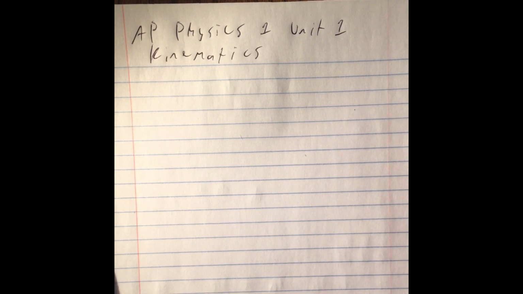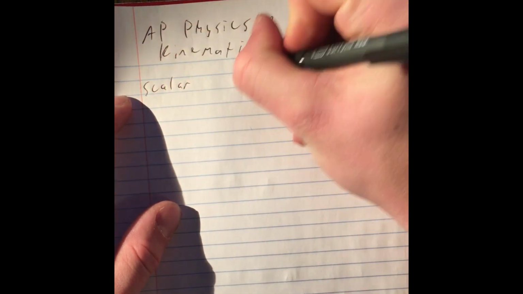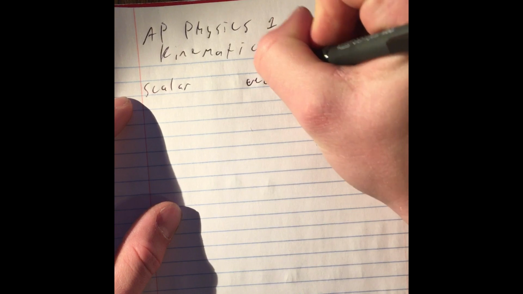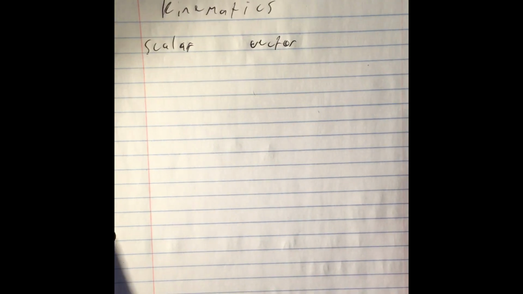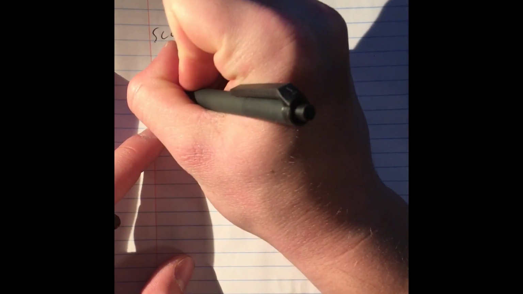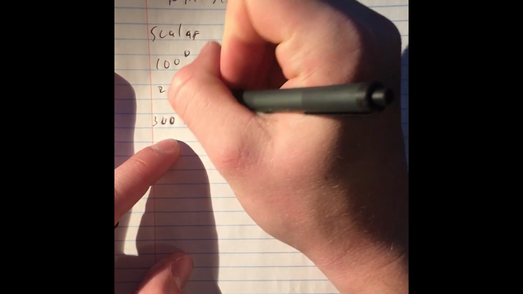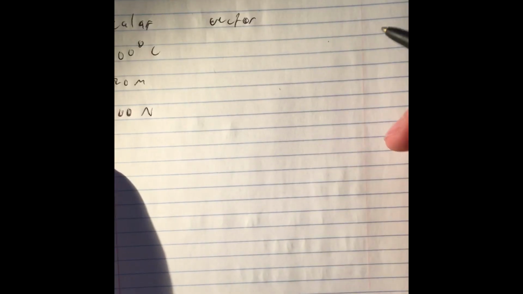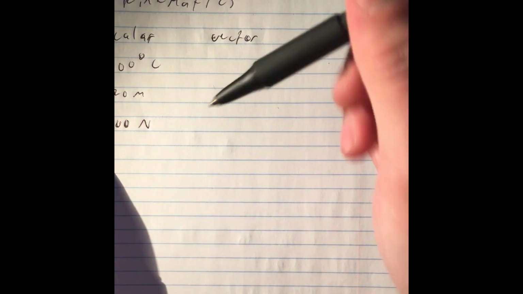So before you begin, there are a few essentials that you need to understand. The first is the difference between a scalar and a vector quantity. A scalar quantity has only a magnitude. It's just a number basically, with a unit of course. So you could have 100 degrees Celsius or 20 meters or 300 newtons, while a vector quantity will be a scalar quantity along with a direction. There's a magnitude and a direction.